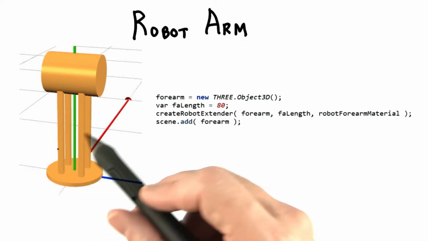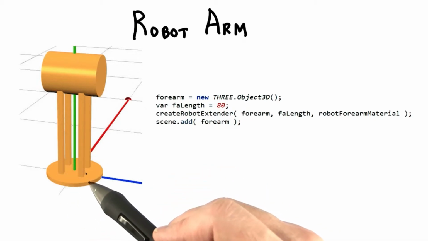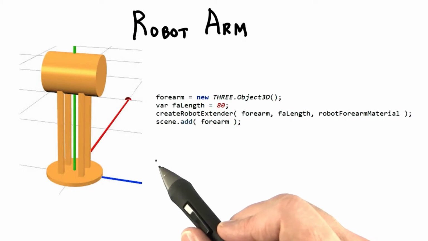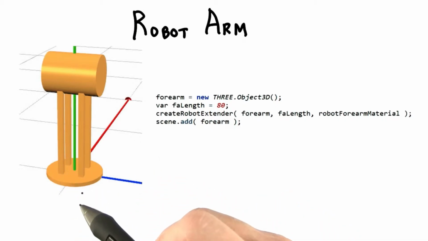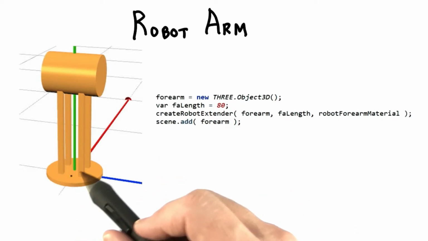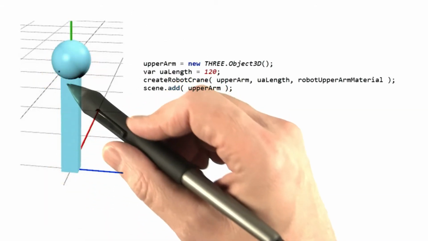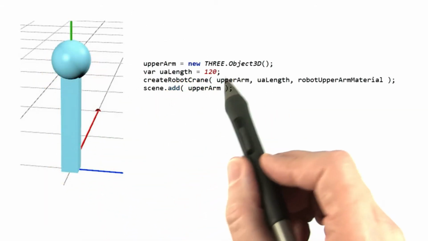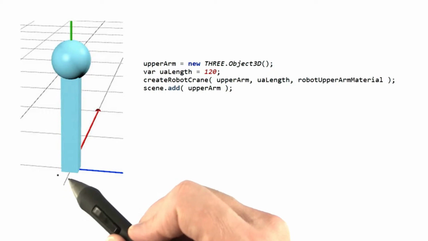It doesn't really matter what I add to the forearm object. The only rule is that whatever I put into this object, I need to remember that this object will itself rotate around the origin. I designed my upper arm in the same way and code it up about the same. Again, it rotates around the origin.